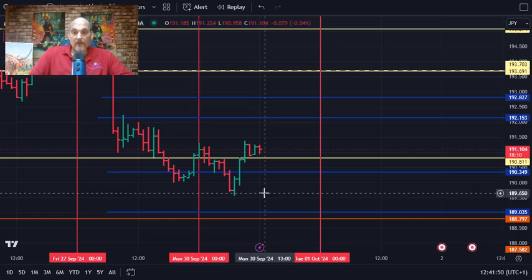So your pivot point today is that 190.78. If it stays above it, most likely we're tracking a little bit higher. How much higher? I don't think it has that much steam in it.